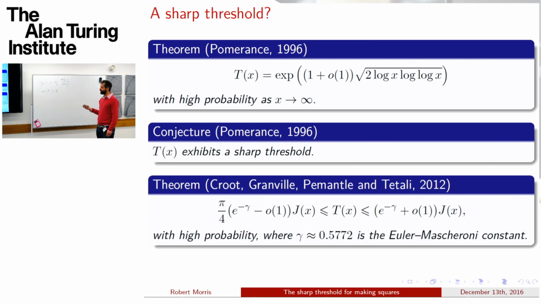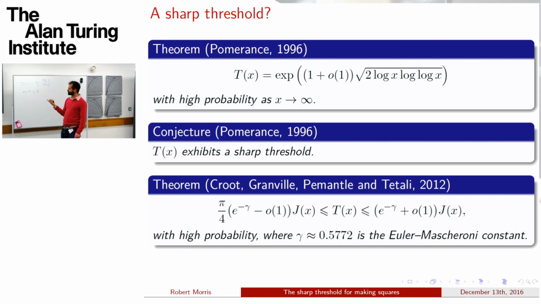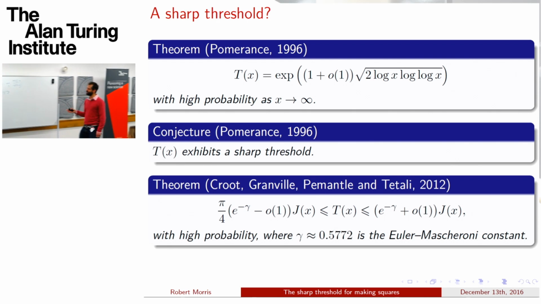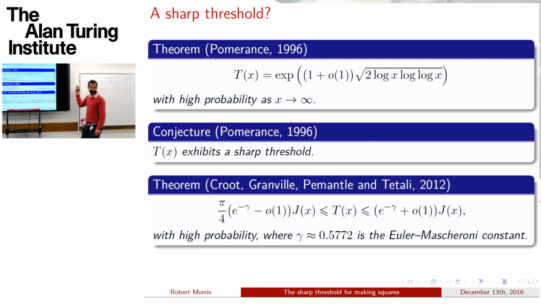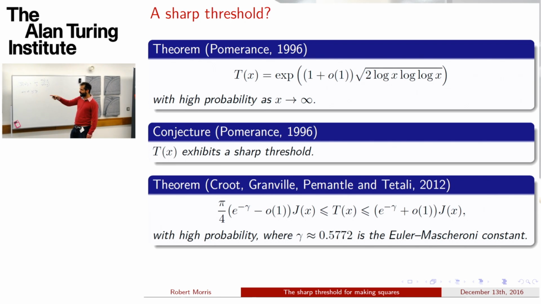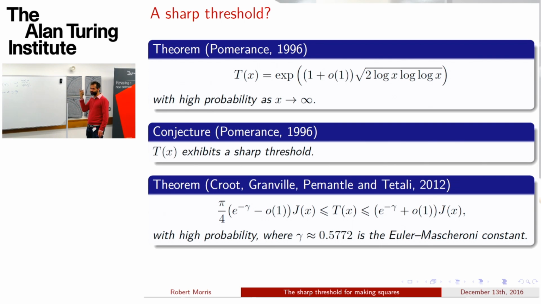So a big breakthrough was made a few years ago, maybe really 10 years ago. I think it was on the arXiv in 2007 or something, by Croot, Granville, Pemantle and Tetali, who proved the following thing. They determined t of x up to a small constant factor. Okay, so the upper bound is just a small constant better than this easy bound we just saw, and their lower bound is worse by a factor of pi over 4. So it's pretty close to showing a sharp threshold, but not quite. Okay, so I'm going to talk a little bit about how they proved this in the next slides.